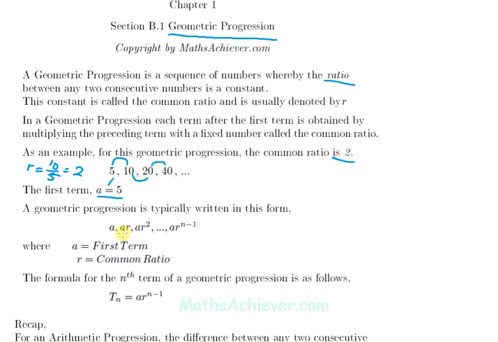So this term is derived by taking the first term, the preceding term, and multiplying that by the common ratio, which is R. So we get AR. The next one is AR times R, so we have AR squared, and the last term is AR to the power of n minus 1.